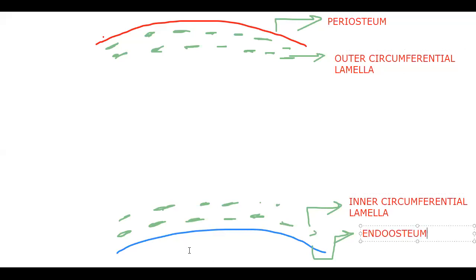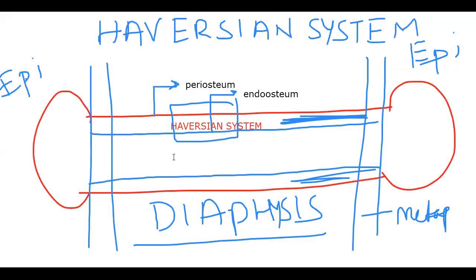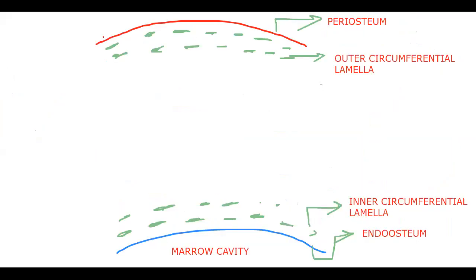So for your understanding, I am writing here, this is marrow cavity. Marrow cavity which is filled with yellow bone marrow. That's what I said to you now. To understand the location, we are making here also the marrow cavity. Okay, so that you can understand where we are exactly. Okay, in between the outer circumferential lamella and inner circumferential lamella, whatever is present, we call interstitial lamella. So we are labeling that as interstitial lamella.